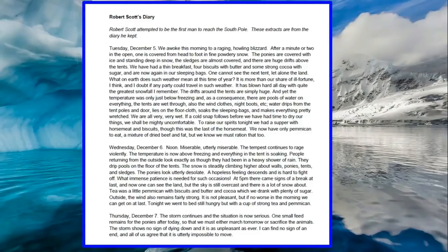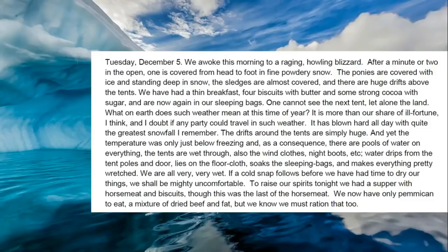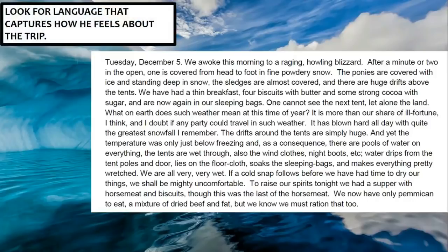So here's the extract. So look at your copy or read from the video if you want to. And I'm just going to look at the first day. Remember, we're going to comment on the 3 days in the answer, but just for now, we're going to look at the first day. So this is the first day extract. This is the Tuesday. And I'm going to look for language that captures how he feels about the trip.